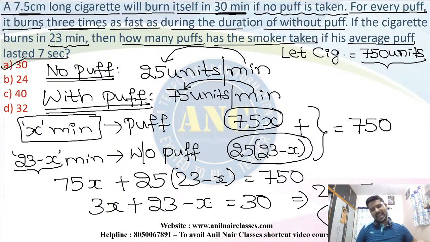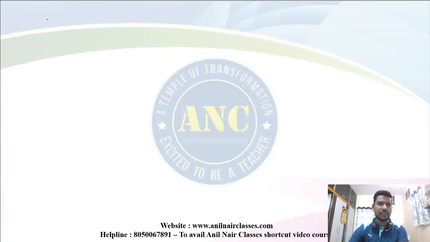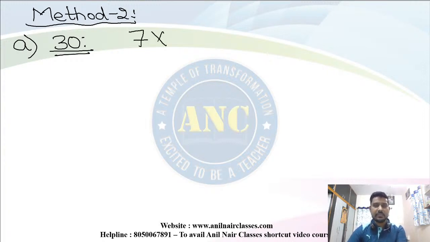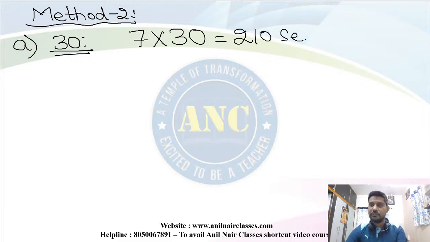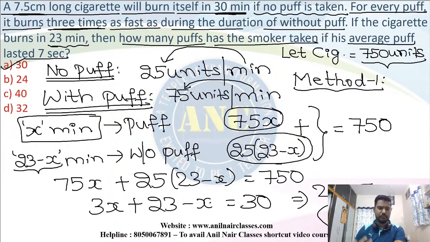Now, this method is actually a good method. I don't deny that. But I will call it method 1 because I will also teach you method 2 using the answer options. It is completely your wish to decide which method is comfortable for you. The first option is 30. So he has taken 30 puffs. One puff takes 7 seconds, so 30 puffs take 7 into 30, which is 210 seconds, which we already found. 210 seconds is 3.5 minutes, or 7 by 2 minutes. That is what we got as the x value in method 1, so both are absolutely the same.